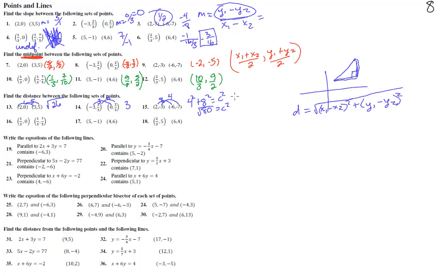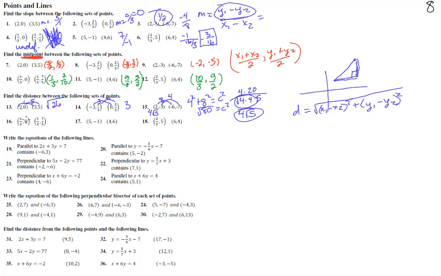Does that simplify? Yeah, it does. There's a 4 that goes into it. Ooh, 80 is 4 times 20. Oh, there's another 4 that comes into it. 4 times 4 times 5. So what's the square root of 4 times 4? That's 4 square roots of 5. So that's the distance on number 15. Let's write that in here, 4 square roots of 5.